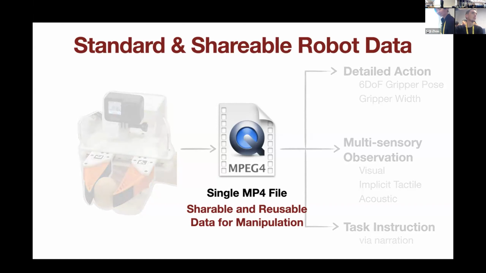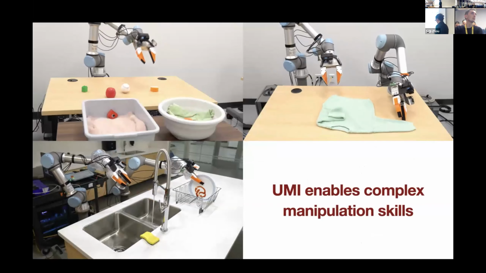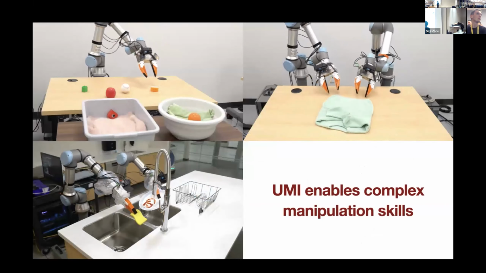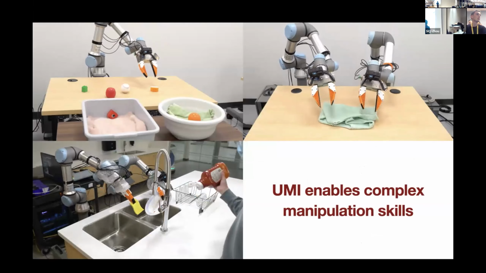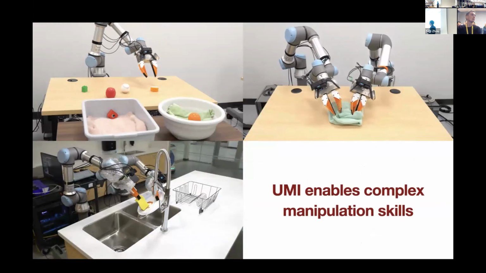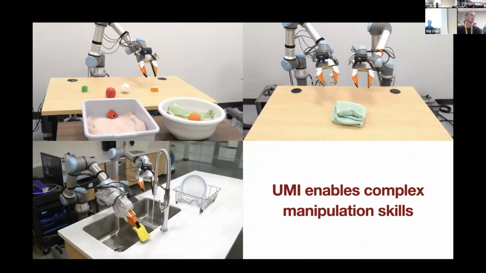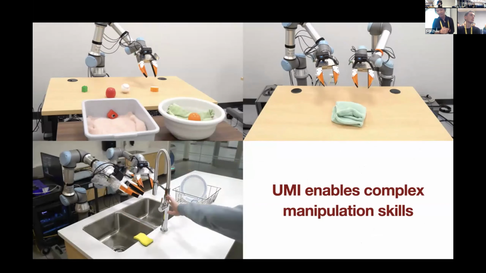We can use it as a shareable and reusable data format for robot manipulation, so that eventually we can share across labs. Okay, if you read the paper and look at the website, you can see that UMI is actually quite capable. We showed a lot of complex manipulation tasks like tossing objects, folding cloth, or even doing dishwashing and cleaning dishes. And there are a few demos on the website you can see.